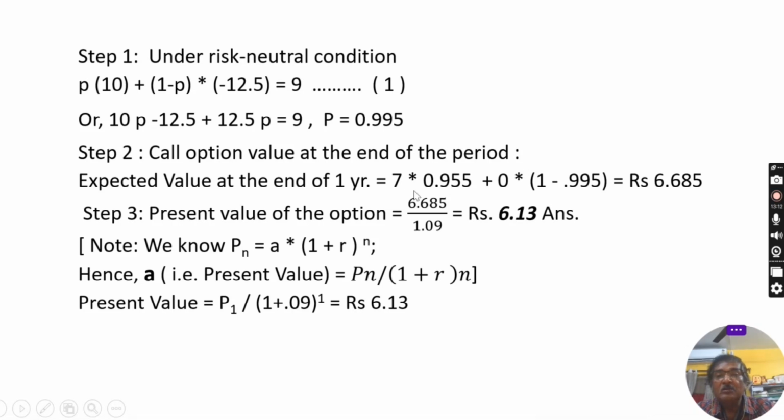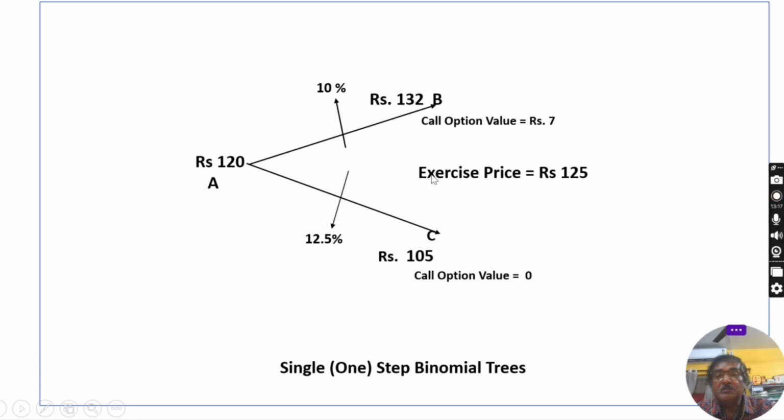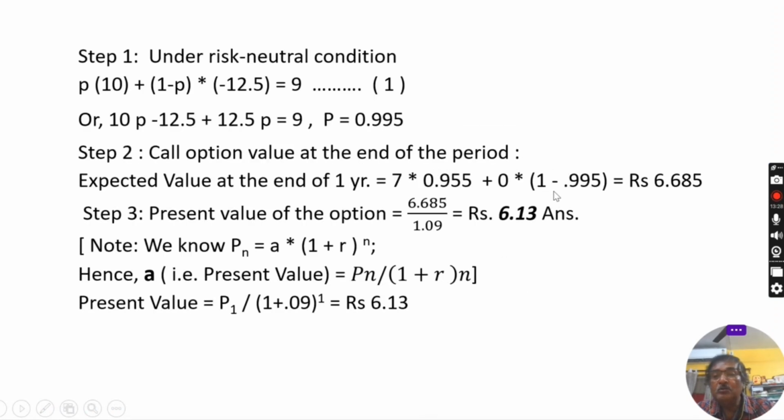That's why expected value 7 into this, plus at the end of the year another possibility is decrease in the share value. And what is the call option value? It is 0. That's why 0 into the probability, 1 minus P, which is 1 minus 0.99, and this is the call option value. If you calculate, then you will get this value. This is the expected value of the call option at the end of 1 year. I think it is clear.